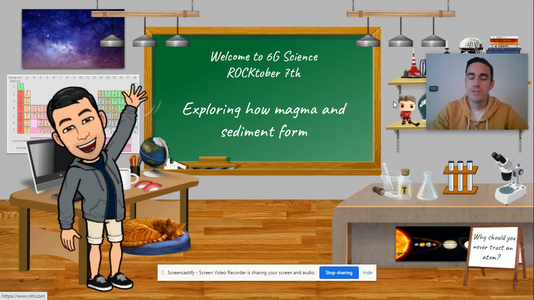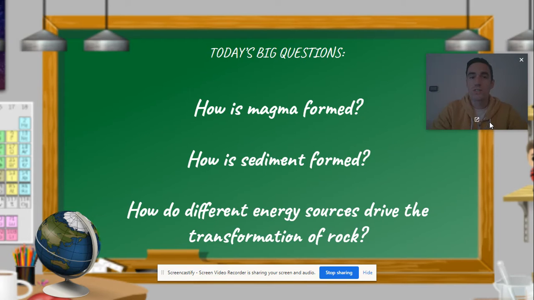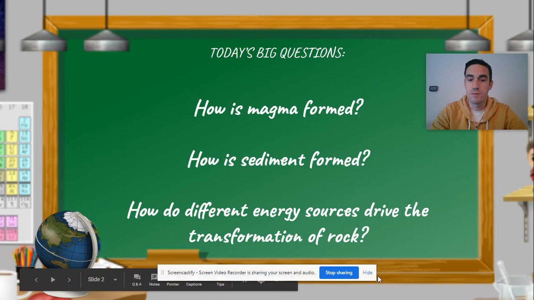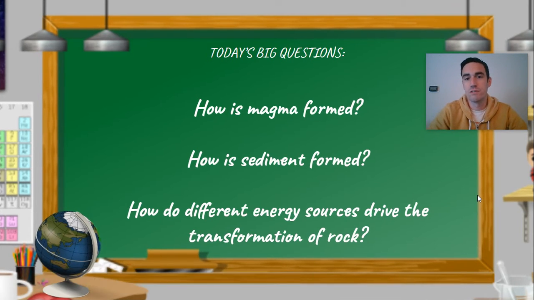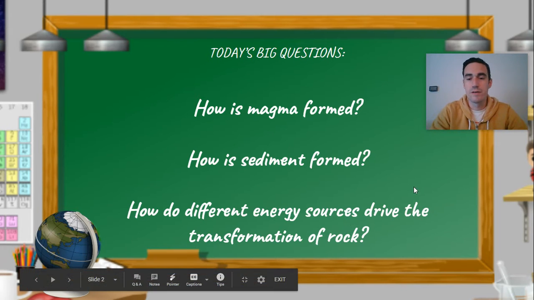Good morning, sixth graders. Today we're going to be looking at how magma and sediment actually form. And our big questions today, we have three of them. How is magma formed? How is sediment formed? And how do different energy sources drive the transformation of rock? So that last part, you really need to think a lot about fifth grade science and how you talked about energy sources and energy transfer and apply that to our actual rock transformations that we're talking about now.